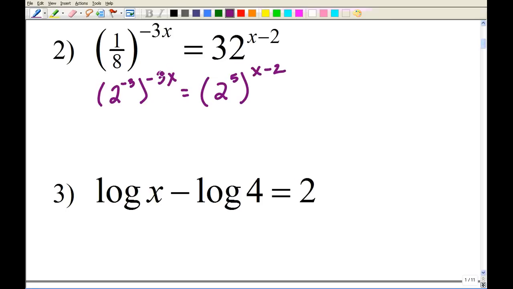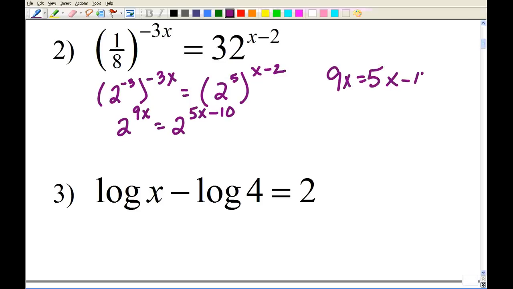When you have an exponent to an exponent or a power to a power, you multiply those together. So you'll have 2 to the 9x equals 2 to the 5x minus 10. Once your bases match, you can ignore them and just use the exponents. So we'll have 9x equals 5x minus 10. Subtract 5x from both sides, so you get 4x equals negative 10. And x equals, when you divide both sides by 4, negative 2.5.